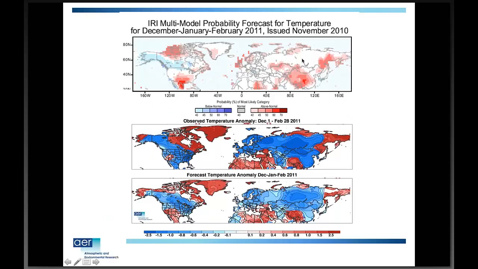And just comparing that here, IRI does a nice aggregation of forecasts. I'm just showing here the observed temperatures with our forecast. And then here IRI aggregates all the forecasts from the different forecast centers, and you can see it's much different. It really doesn't capture the large scale pattern across the northern hemisphere, which turned out to be a strongly negative AO that winter.